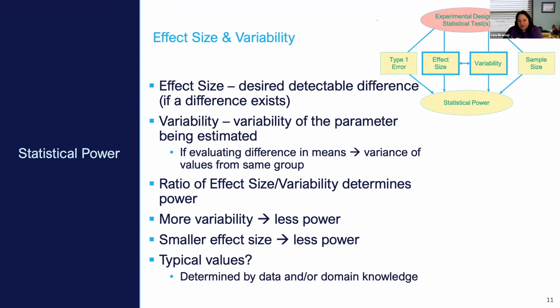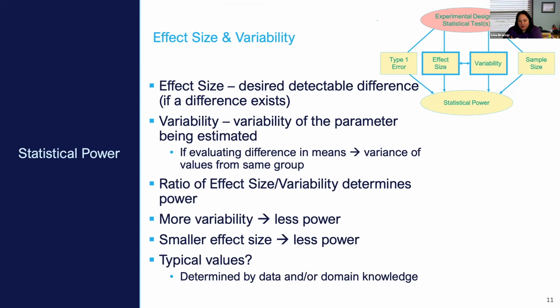And it's really this ratio of effect size and variability that determines the power of your experiment. If you have data that is inherently more variable, that means your study will have less power. And if you want to find really, really small effect sizes, that also means you have less power. So what are the typical values of these? Again, it's determined by data or domain knowledge, but oftentimes with the types of proteomics and metabolomics generated at EMSL, a 2-fold change in means is a typical expected difference that one might see for some organisms.